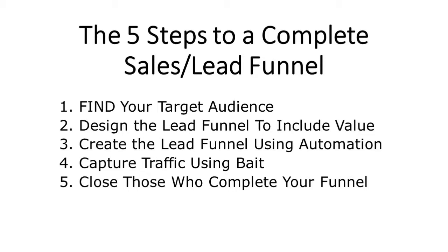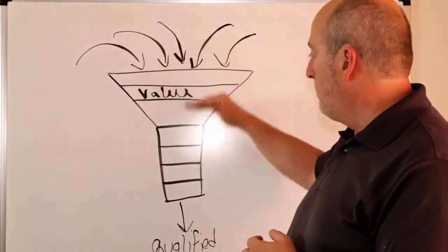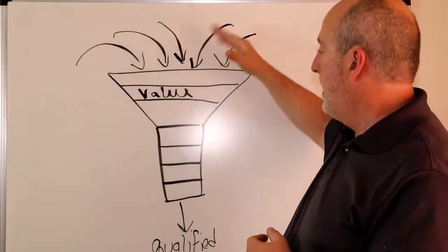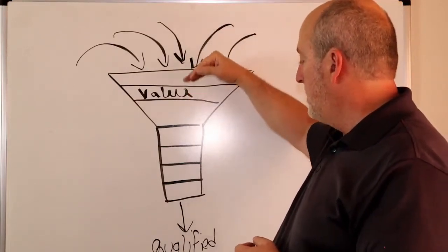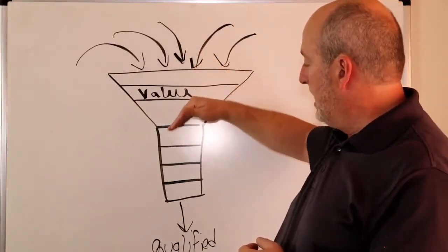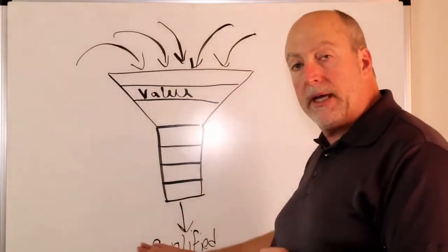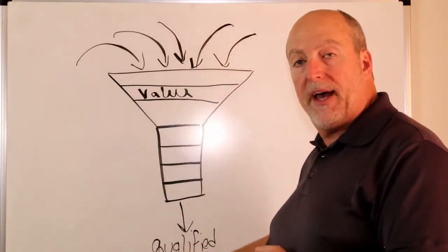A lead funnel, I've got one drawn up here, is where people come in at the top. These are people that are interested or qualified to some level. And then as they go through this value funnel and they're continuing to get funneled, they'll come out down here at the narrowest end, and these will be your qualified leads.